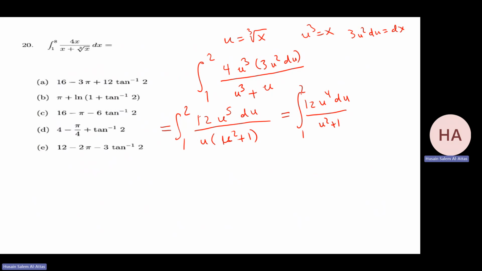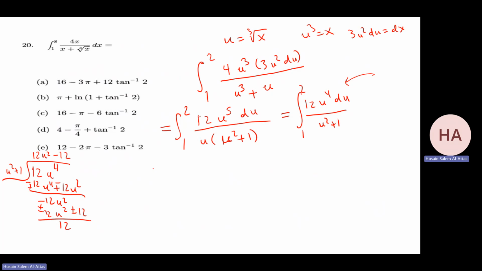It means the degree of the numerator is more than the degree of the denominator, so I need long division. That gives me 12u squared. Do the multiplication, that's plus, minus, minus. I have minus 12u squared. I need to continue because the degree is equal to the degree of the denominator. Then I do the multiplication. I have minus 12, that will be plus 12. So this one is the integral from 1 to 2 of 12u squared minus 12 plus 12 over u squared plus 1 du, which is an easy integral to do.